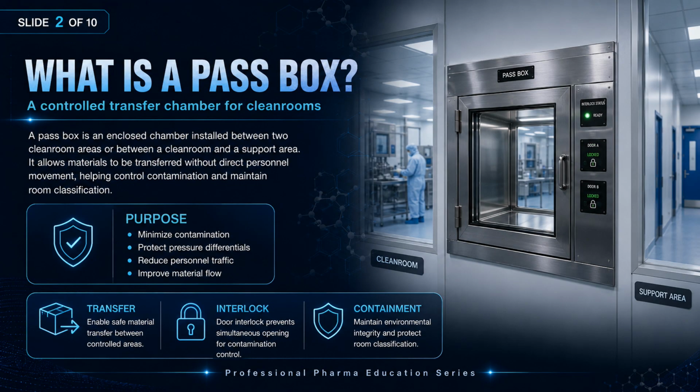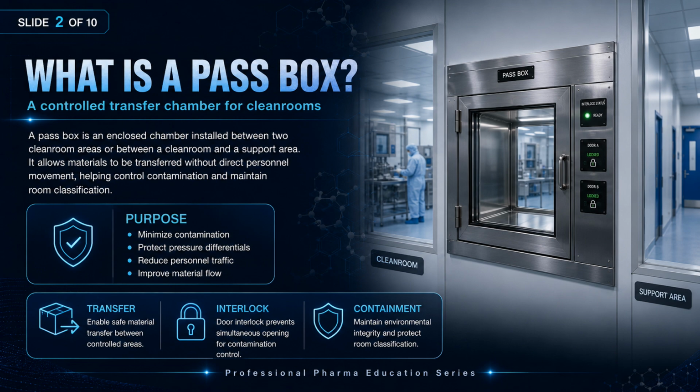What is a pass box? A pass box is a sealed chamber installed between rooms with different operational or cleanliness requirements. Its interlocked doors ensure that materials can be transferred without creating a direct open pathway between the two environments.